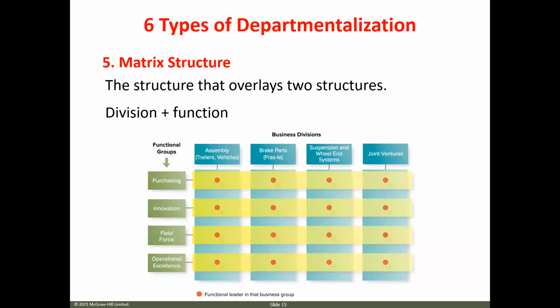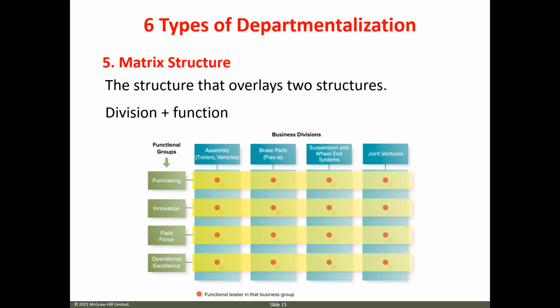Let's go to number 5, and some companies go with the matrix structure. When we talk about matrix, it is the combination of two structures. When two structures are being used, for example, if you look at this chart, two common structures are overlapping. For example, this company has some business divisions. Business divisions means that they're working on different products. For example, the assembly team is operating brake parts. Imagine this is a car company, and suspension and wheel systems or joint ventures. So the main division here is based on products, and the companies are doing it differently.